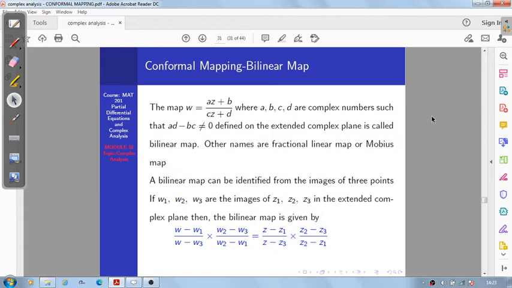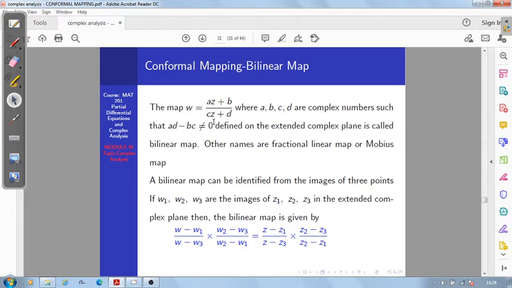What we have seen in the last class was the bilinear map or fractional linear map. So as the name suggests, the bilinear map is written as W equal to AZ plus B divided by CZ plus D, a ratio of two linear maps. And the point where this map is not analytic is Z equal to minus d by c. So at all points except Z equal to minus d by c, this map is analytic, and the derivative f dash z will be non-zero if ad minus bc not equal to 0.